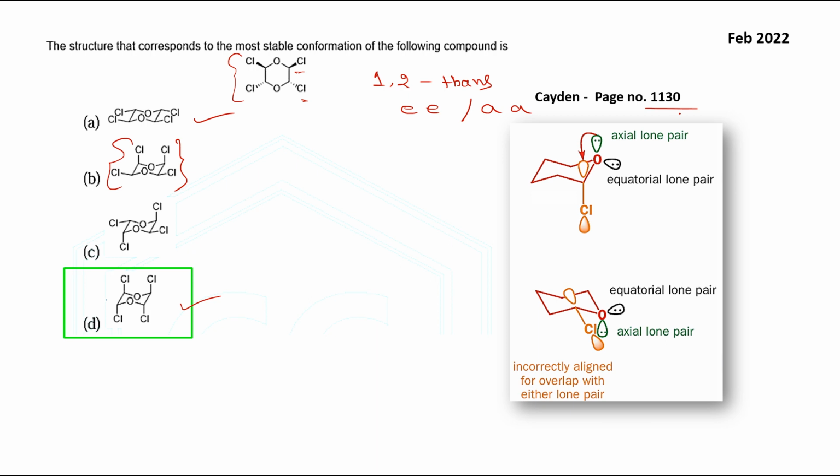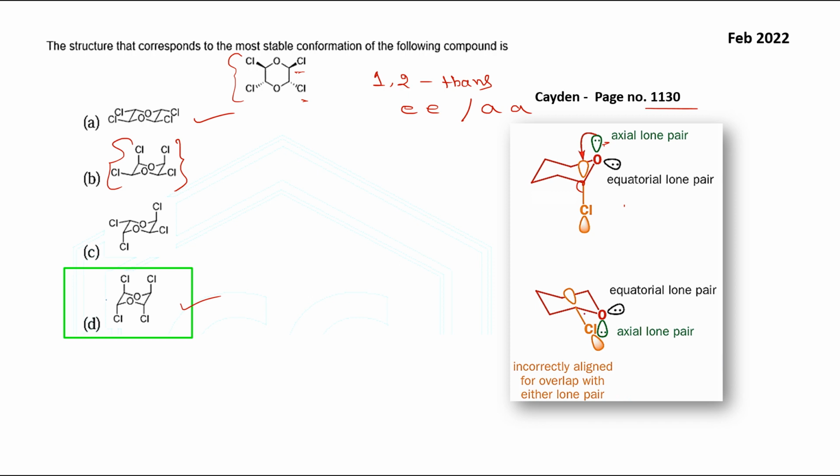Page number is given, you can also check it. When this oxygen, that is with respect to oxygen, the next chlorine is present in the axial position. Now what happens here, this carbon chlorine sigma star, that is the anti-bonding orbital, is low lying, so it can accept electron density from this oxygen. Now this axial lone pair is correctly aligned to do that.